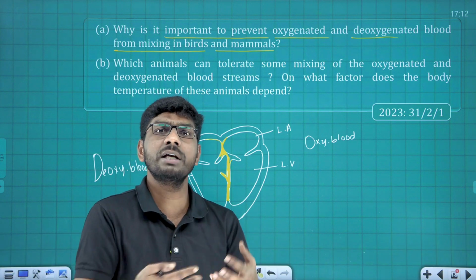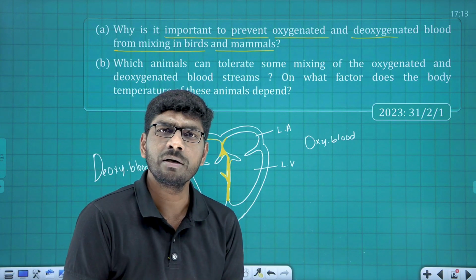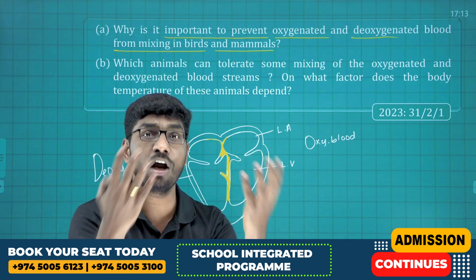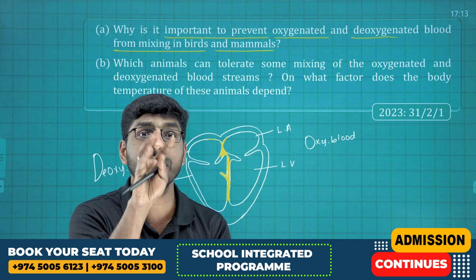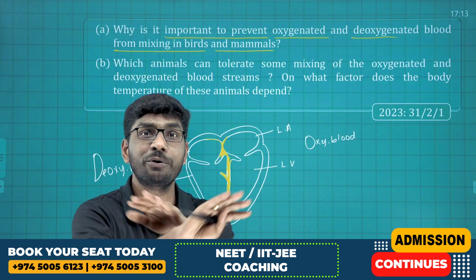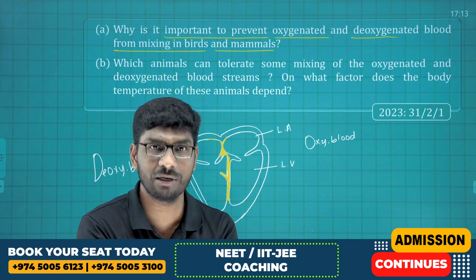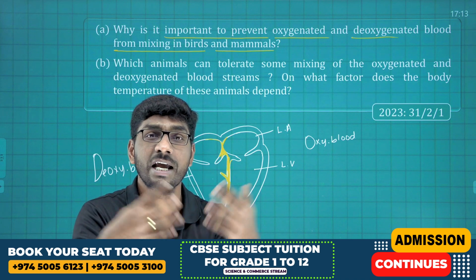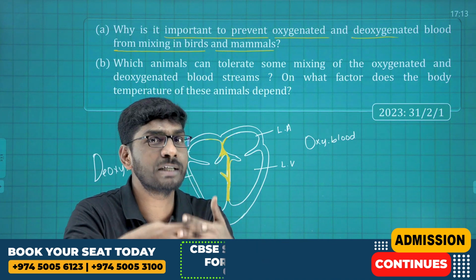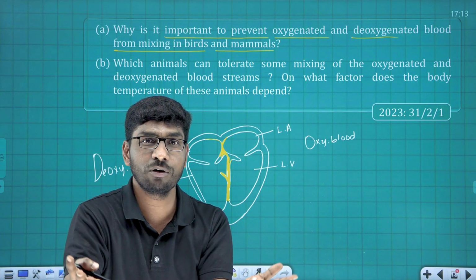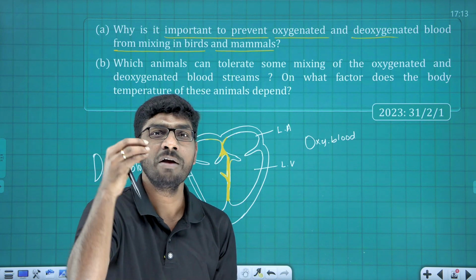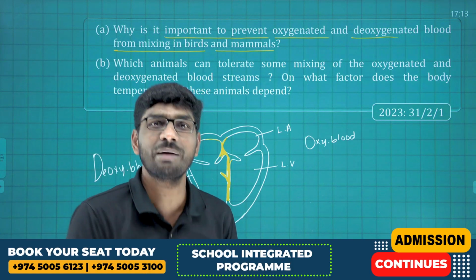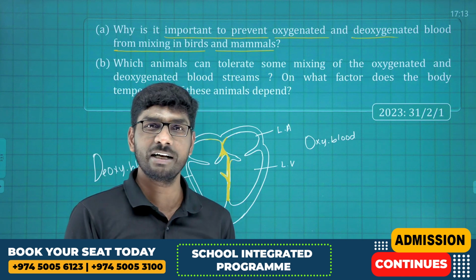For that purpose, they need energy. To efficiently supply oxygenated blood to all parts of the body, the heart needs to divide into 4 separate chambers, and the right side and left side should not mix. If mixing of blood takes place, we will not get enough energy to maintain internal body temperature.